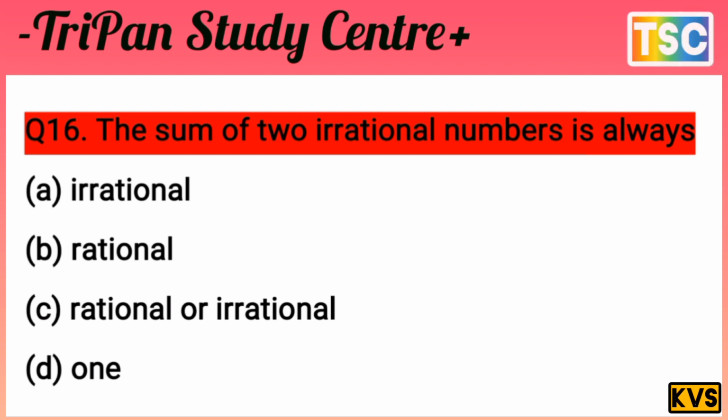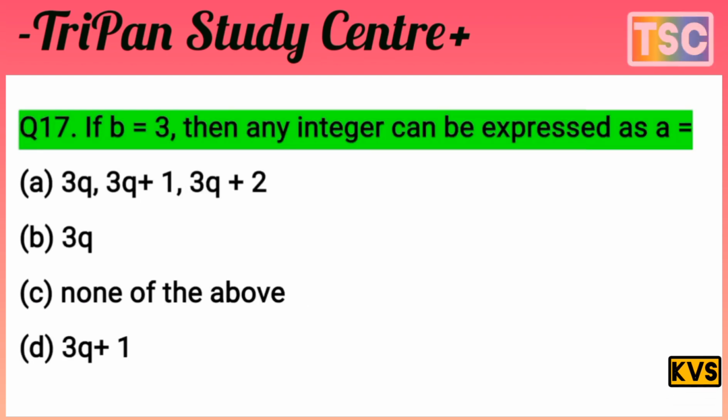The sum of two irrational numbers is always an irrational number. It means option A is correct. Let's see the next question here.